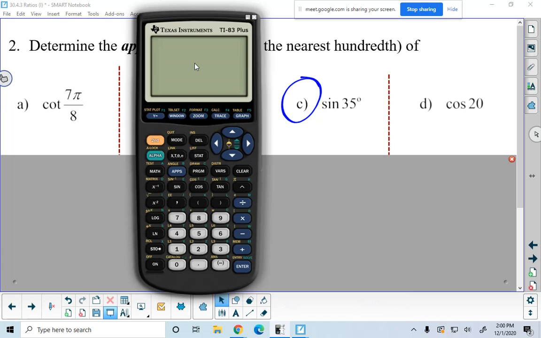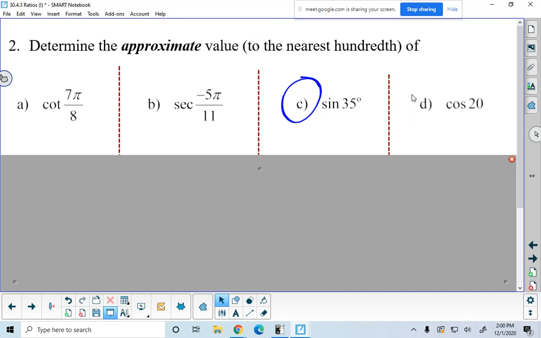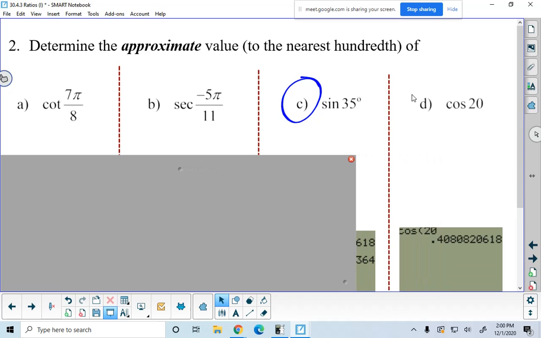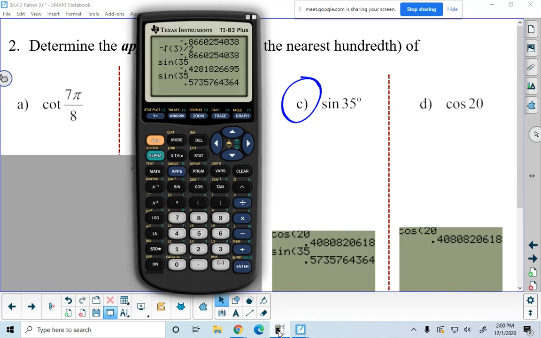You simply take the sine of 35 degrees, and I'm obviously in the wrong mode. I'll go into degree mode. So you get 0.574 for C. You do know how to do D, but I want to point something out to you. There's no degree symbol on the number, which means we have to be in radian mode for D. So what D says is cosine of 20 radians, not degrees.